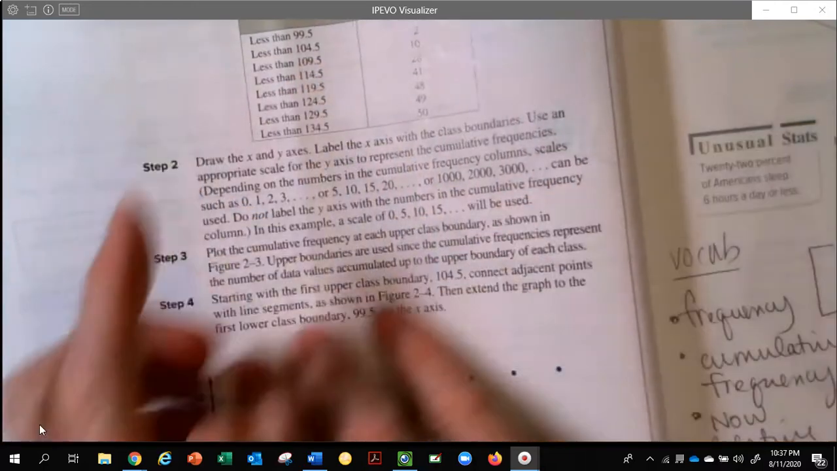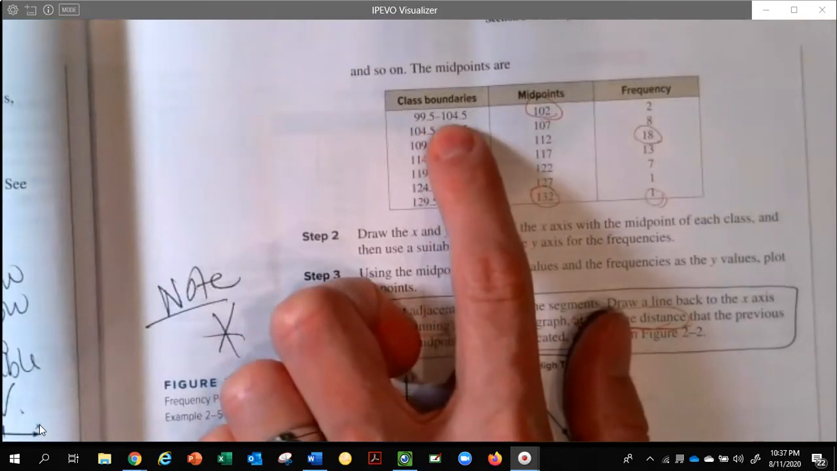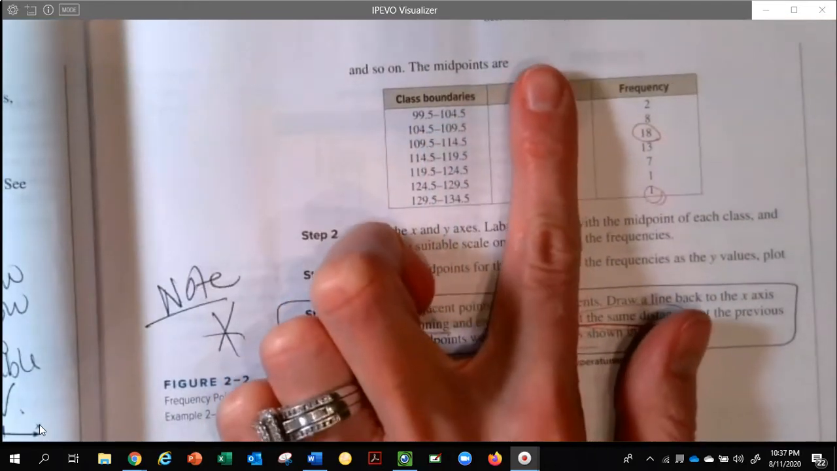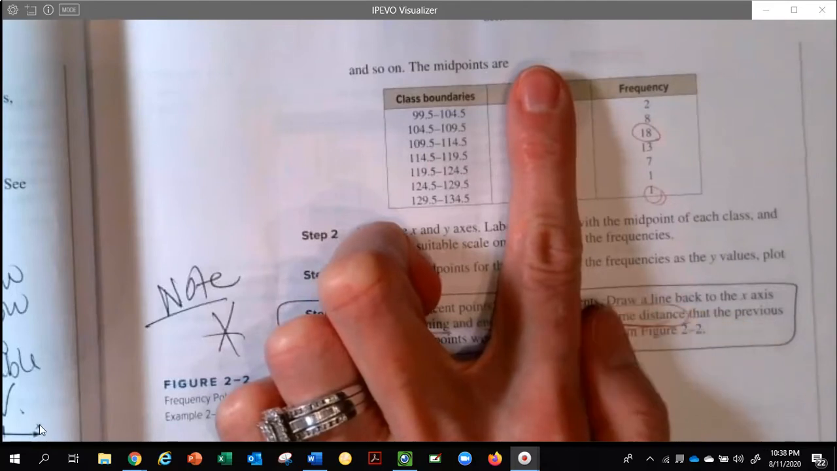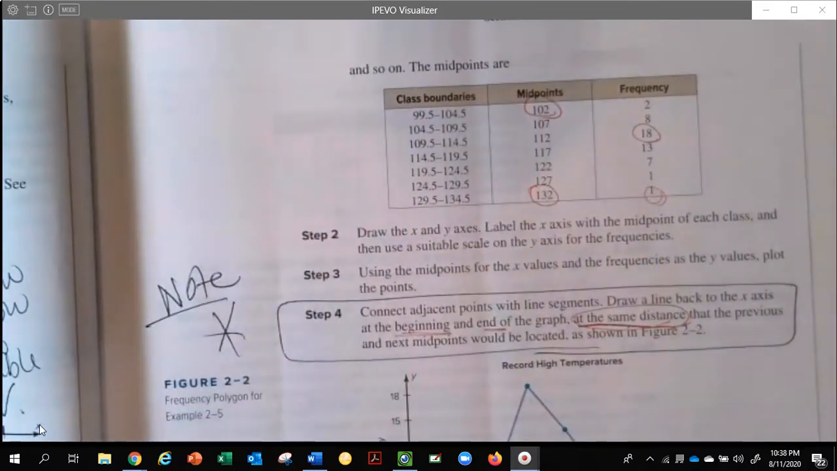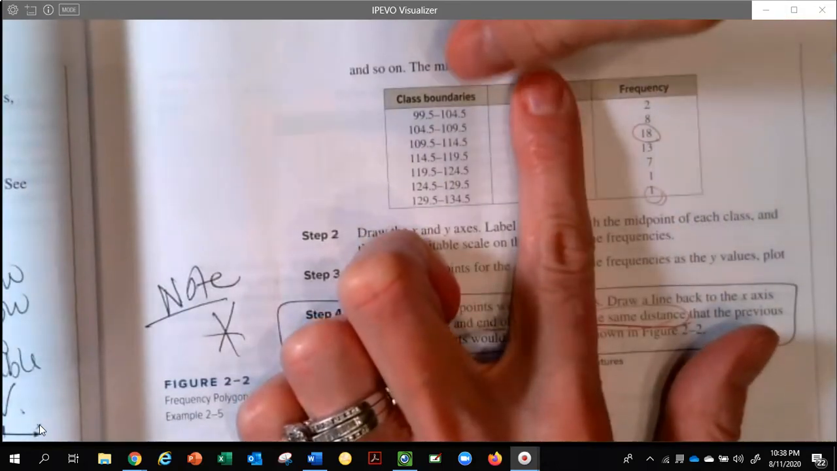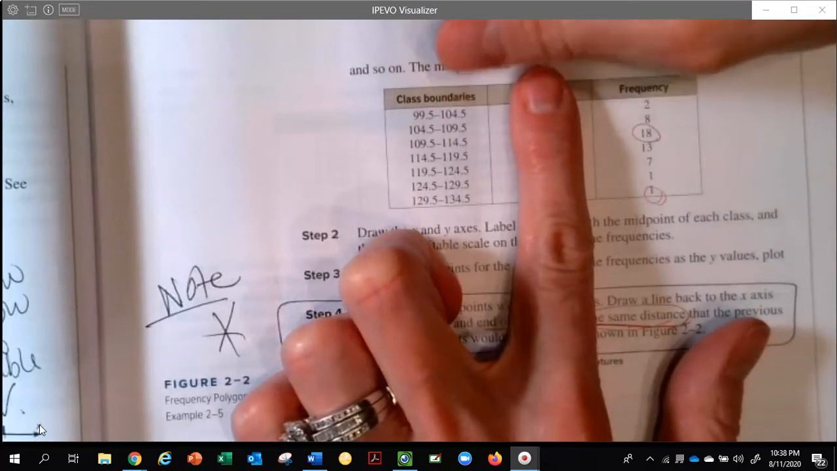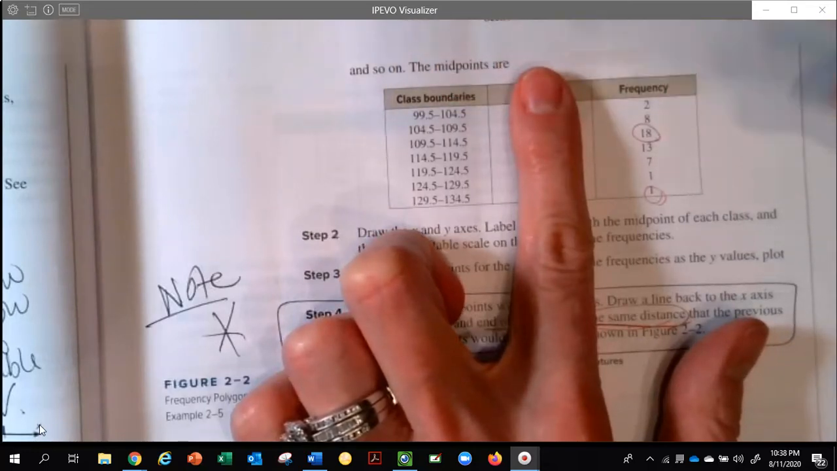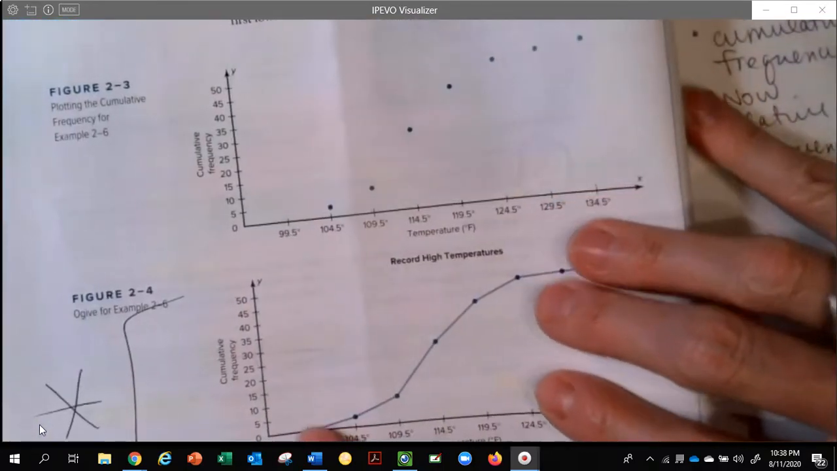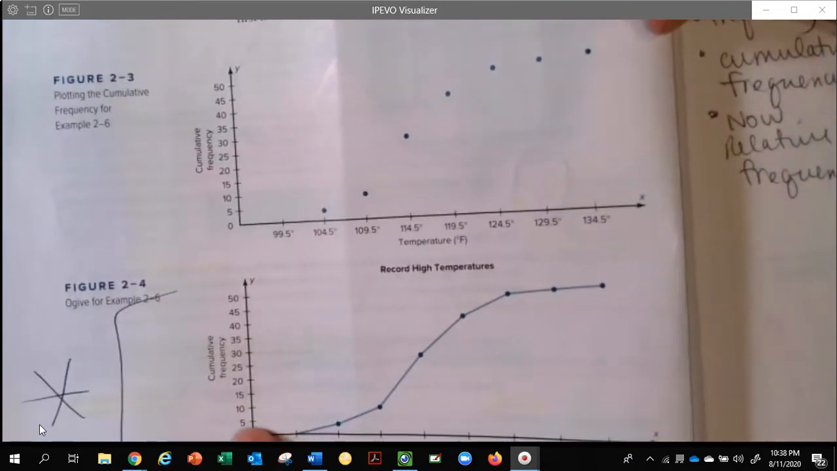But wait, there's more. So what about 104.5 but less than it? Notice here, we go up to 104.5. We're not dealing with midpoints. This is not a frequency polygon. It's based on the cumulative frequencies. This is called an ogive. Looking here, when we go up to 104.5, remember we don't include it. So everything less than that is going to have 2 plus what we had before, which was 0. So at the 104.5, we are at about 2-ish.